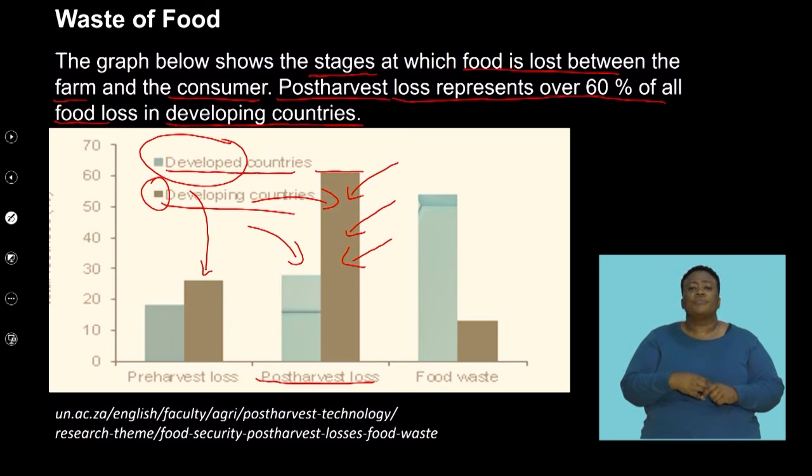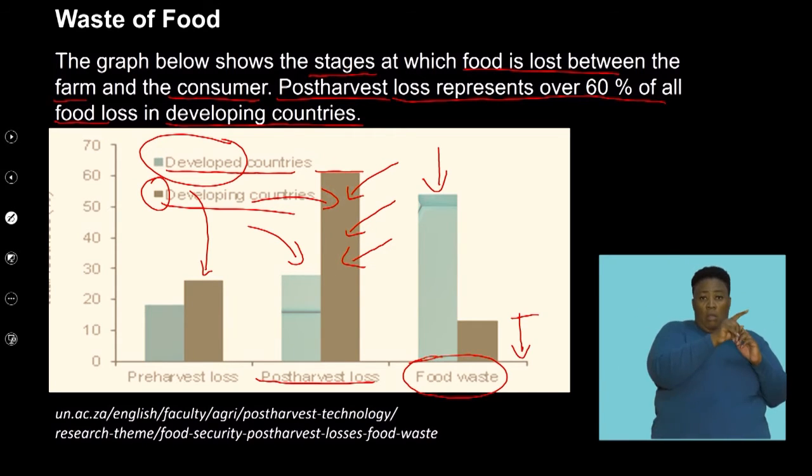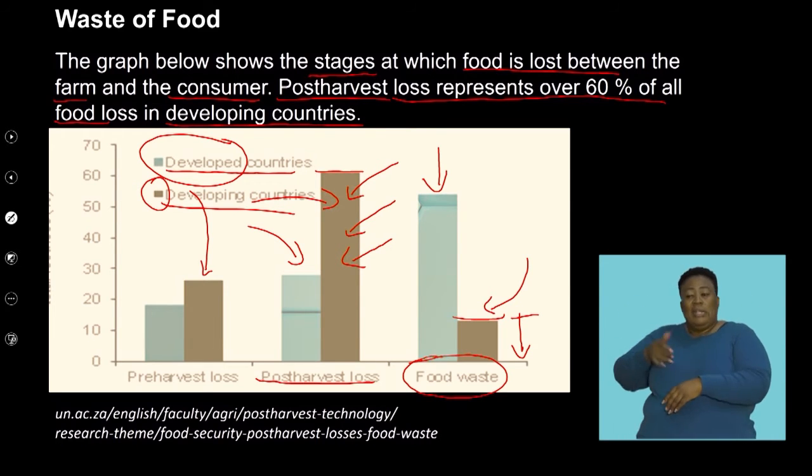If we look at food wastage, sadly, and if we compare the two, developed and developing countries, you can clearly see that developed countries have a significantly larger proportion of food wastage when compared to developing countries. And the reason why this happens is, remember that in developing countries, a lot of the farmers are using food for subsistence, so they produce some of that food and they consume some of that food.